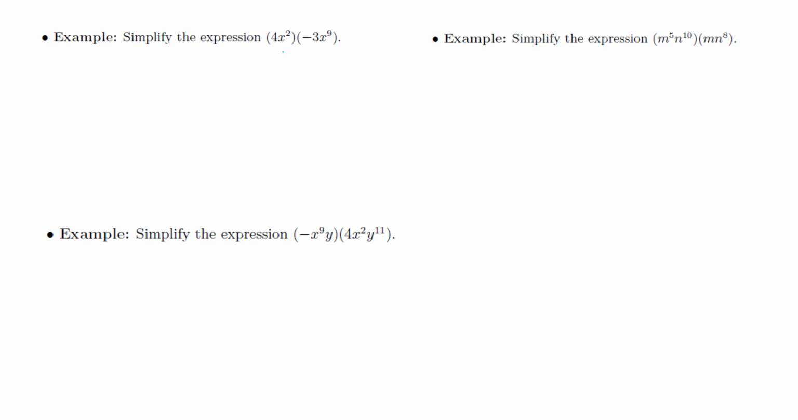All right, so on the first one here, I see that I have an x squared and an x to the ninth, so like bases. So I want to be able to add those exponents. But I've got this 4 and -3 hanging out. But the thing we want to remember is that we can multiply in any order we want. So I can just switch the order of multiplication to put the numbers next to each other and then the variable factors next to each other. So of course, 4 times -3 is -12.